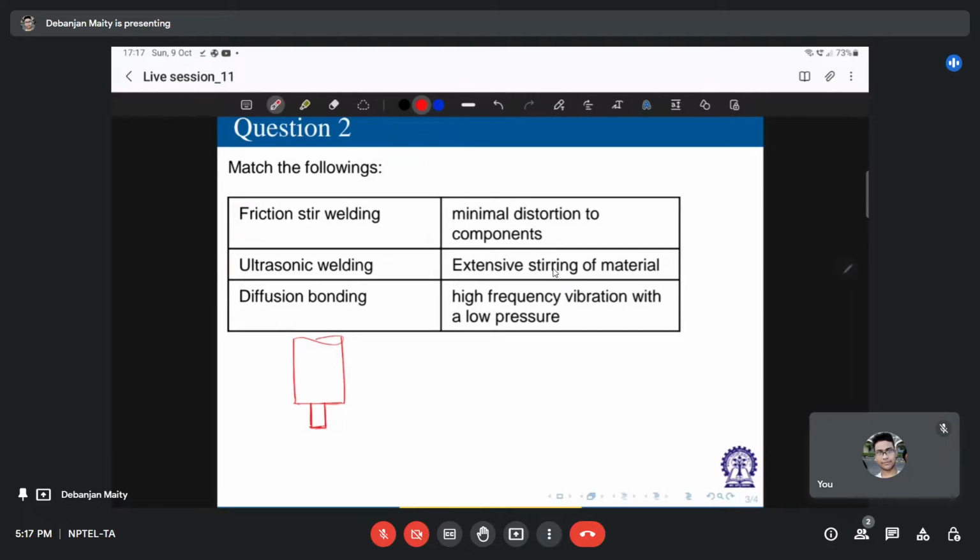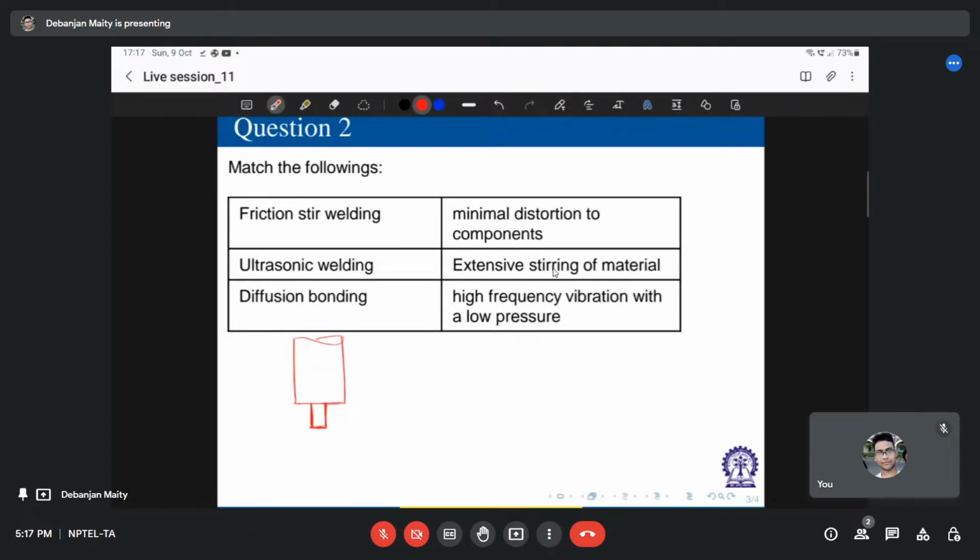This pin can have different geometries also. It can be triangular, it can be trapezoidal, it can be hexagonal, and depending on the geometry of the pin, the stirring of the materials varies, and depending on that, you can analyze the material flow and how the mixing of the material at the interface is happening. These things you can always analyze, right?